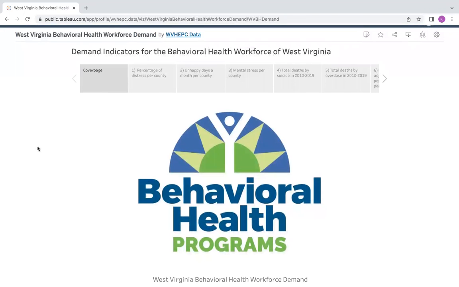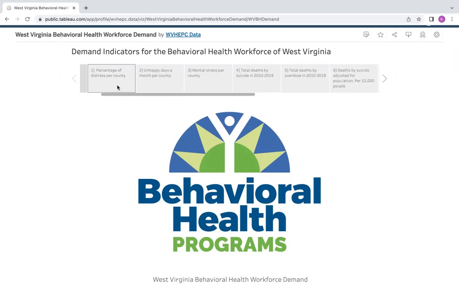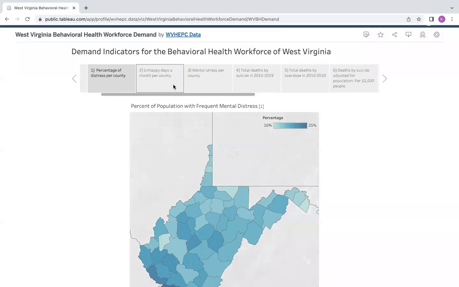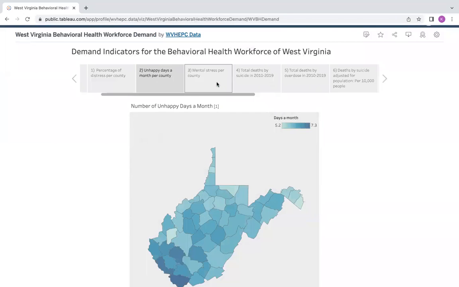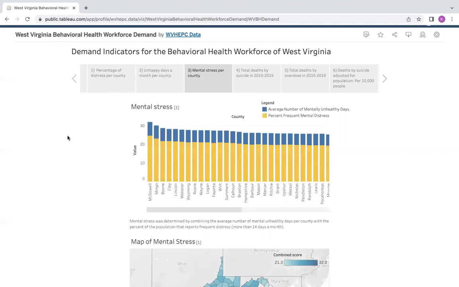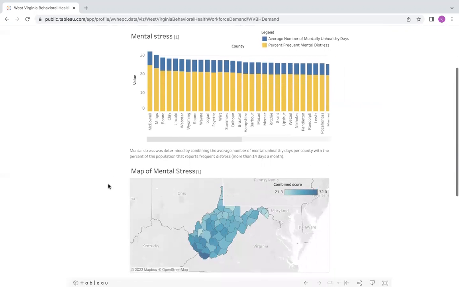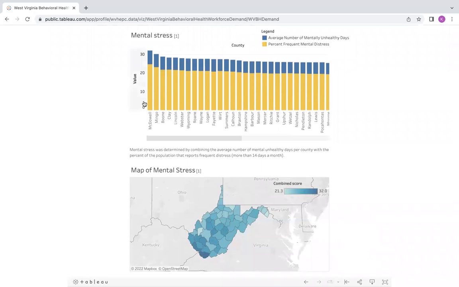Now, demand data is not as straightforward as supply data. Therefore, I have put various demand indicators for you to use, all at the county level. The first is from the Behavioral Risk Factor Surveillance System, which has 2 different indicators, percentage of distress per county and unhappy days per month, average number per county. I've added these together to come up with mental stress per county. This is the rank of the counties per mental stress. And here's the visual.